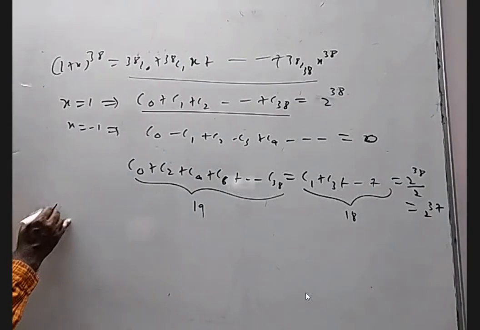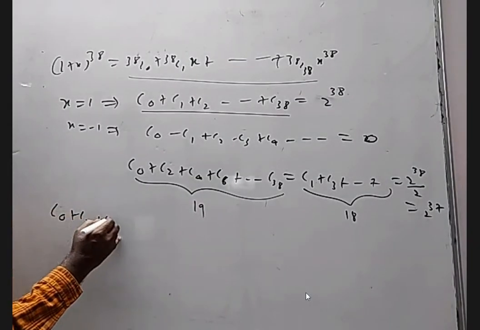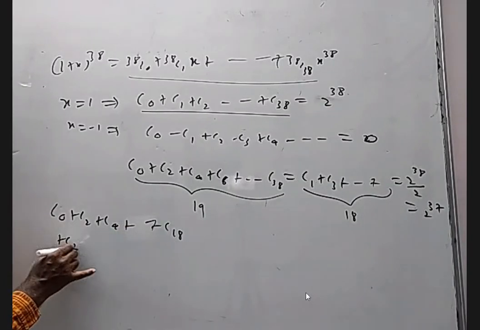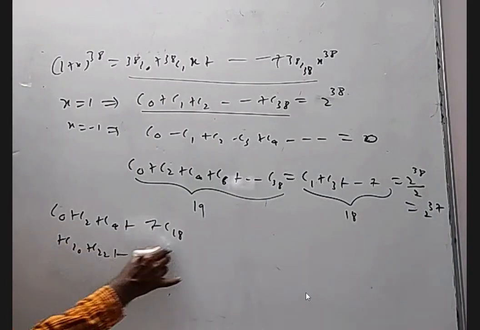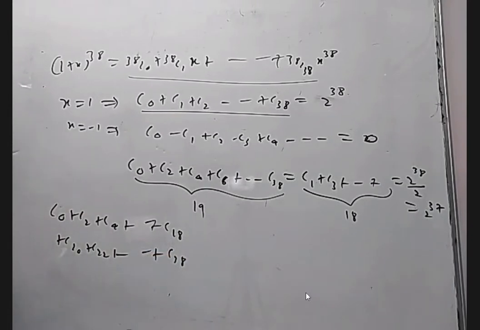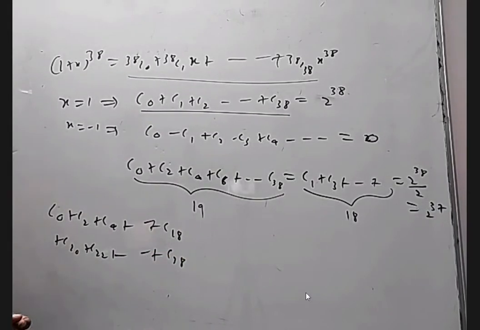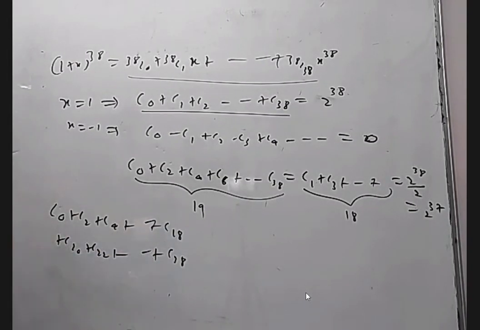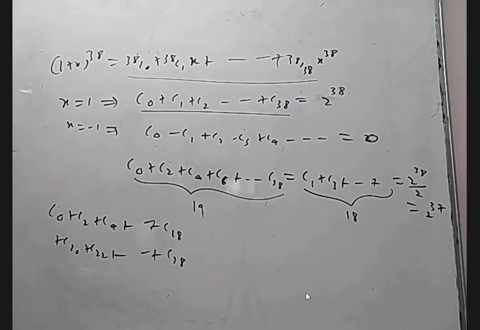till where I should write this? C0 plus C2 plus C4 so on up to C18 plus C20 plus C22 so on up to C38. Using the formula nCr equal to nC(n minus r), this will become this, this will become C16, this will become this. So what is it that I'm getting wrong?